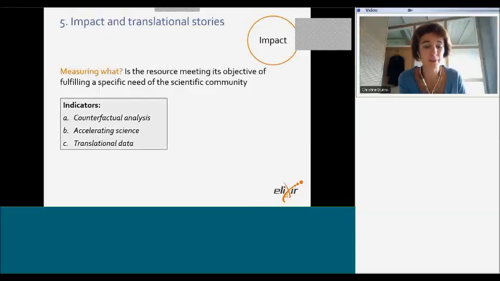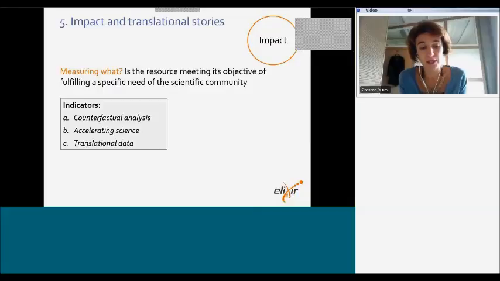Then the last category is about impact and translational stories. This is not so much a numbers or a quantitative category. It's more qualitative. So what would be the impact on the scientific community if the resource had not existed? If the resource were to disappear and was not replaced, then what would be the impact, of course, on the dependent resources? That's what is called counterfactual analysis.